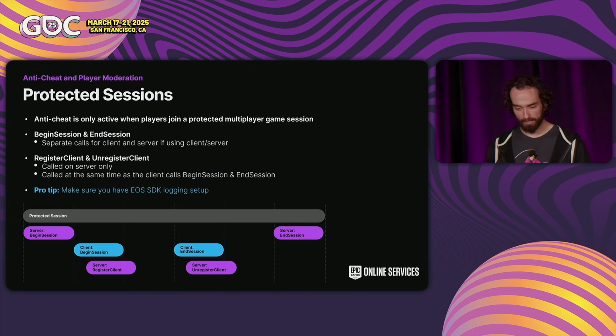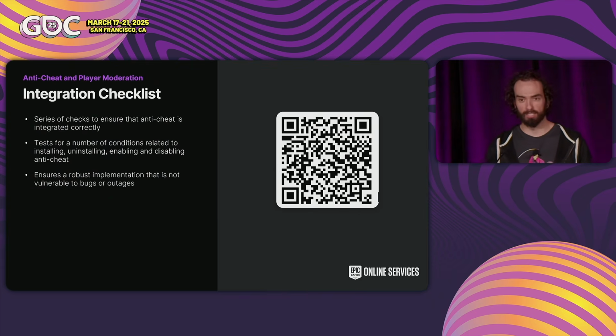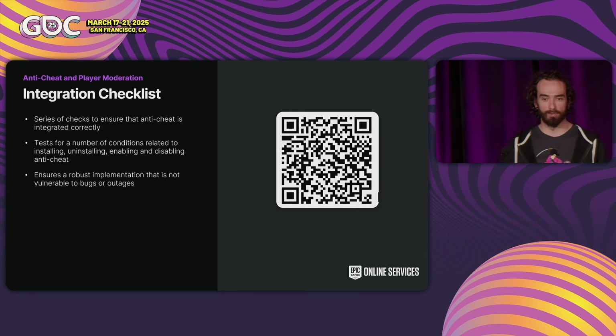Okay, now that we have the SDK integrated, how can we make sure that everything is working correctly? Give you a couple seconds to scan the QR code. We have an integration checklist. The QR code will bring you to our checklist, which lives in our EOS documentation. My pro tip here is probably very obvious. Use the checklist. Can't stress this enough.